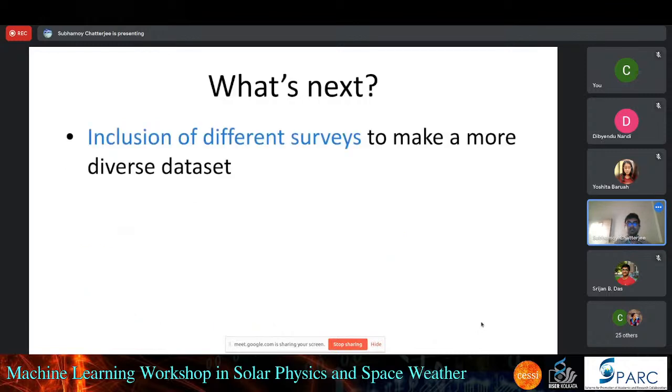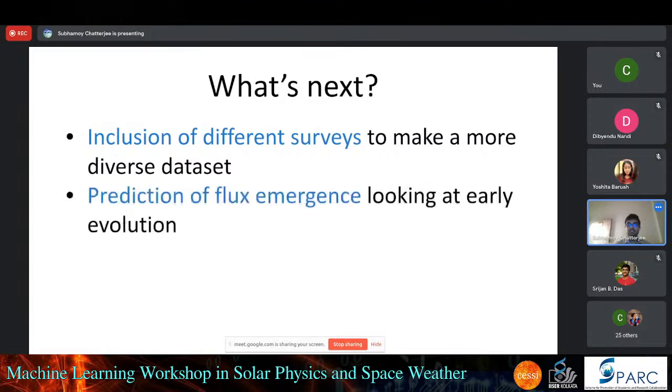So the next phase is inclusion of different surveys to make it more diverse. By this I mean that now we have done it only with MDI, but it can be extended to HMI, and by that you can have a bigger data set and constrain your uncertainty in a better way, because you will cover a bigger span of the solar cycles, and it will be less likely that the test set is not well represented in the training.